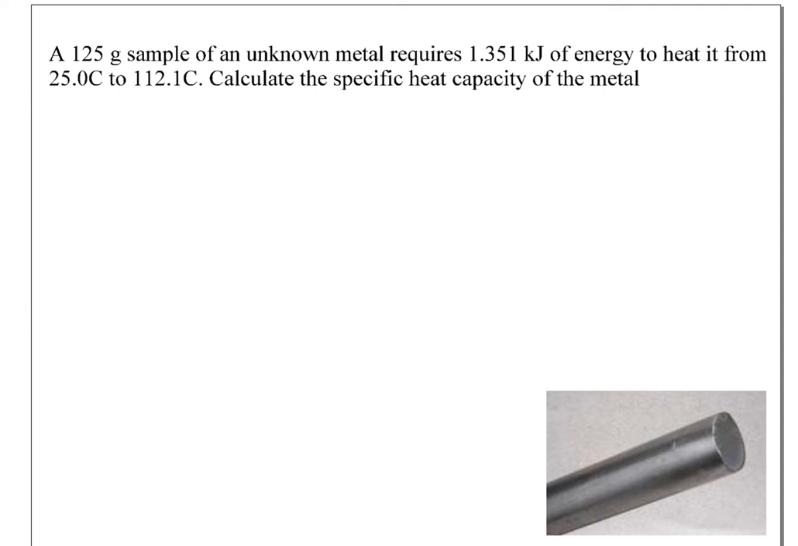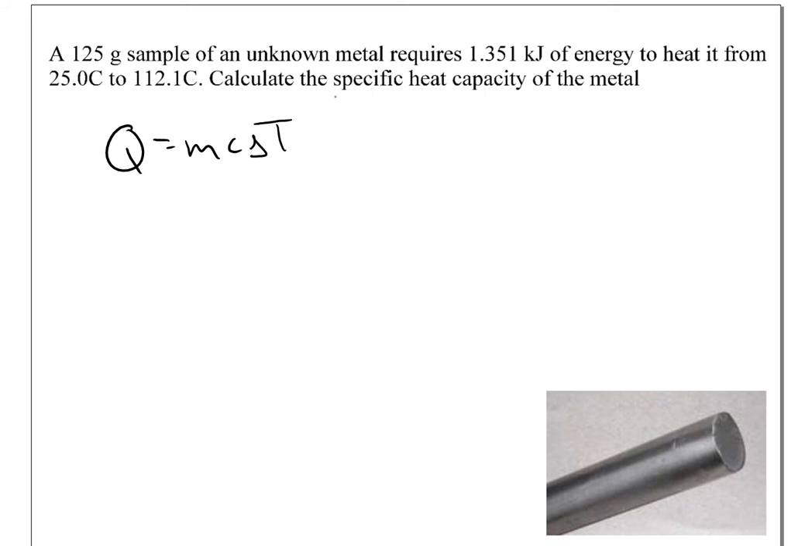Let's now do a little bit of math. This problem reads, a 125 gram sample of an unknown metal requires 1.351 kilojoules of energy to heat it from 25 degrees Celsius to 112.1 degrees Celsius. Calculate the specific heat of that metal. As always, let's begin with our equation, Q equals mc delta T.